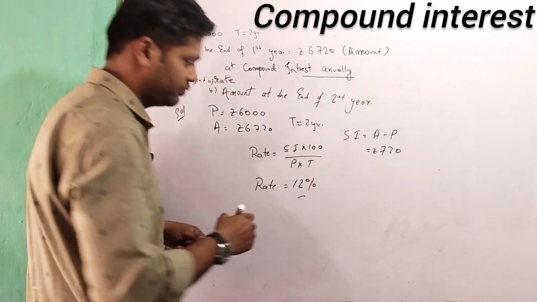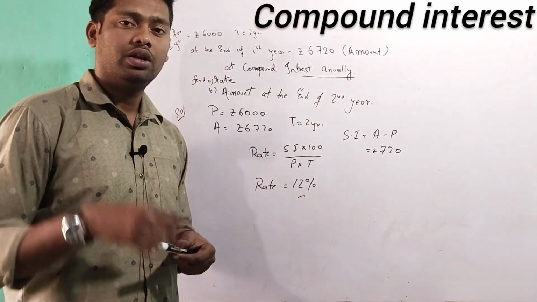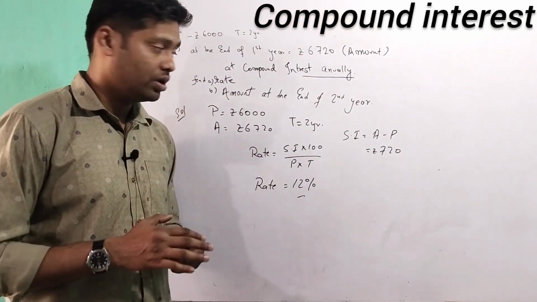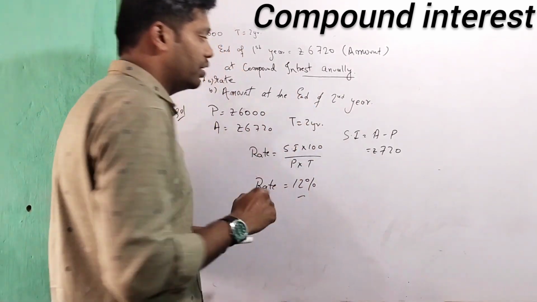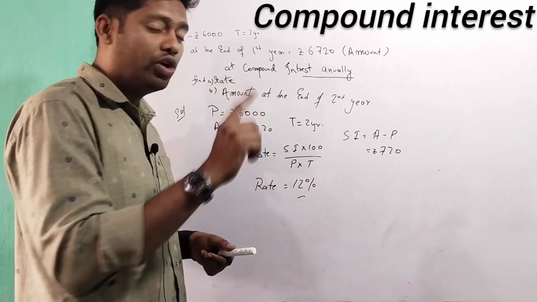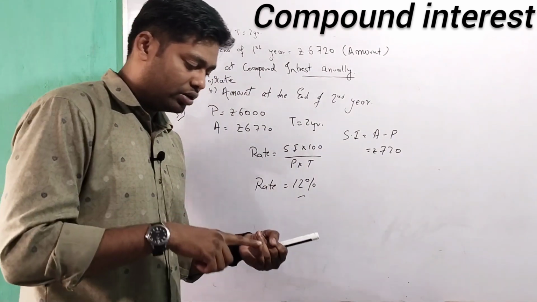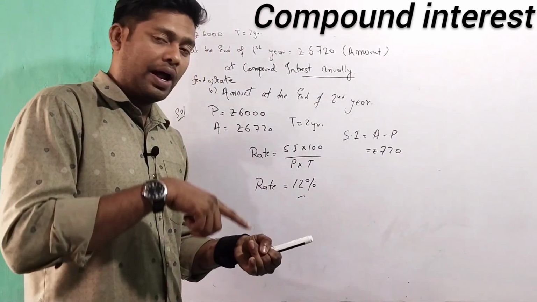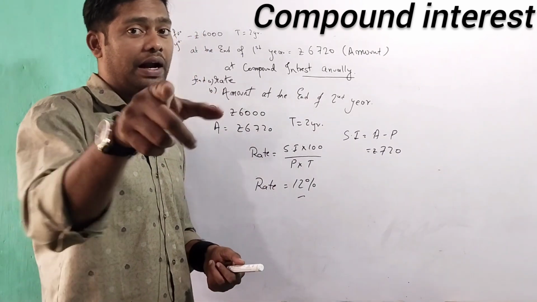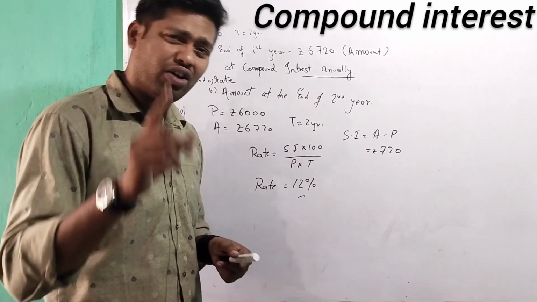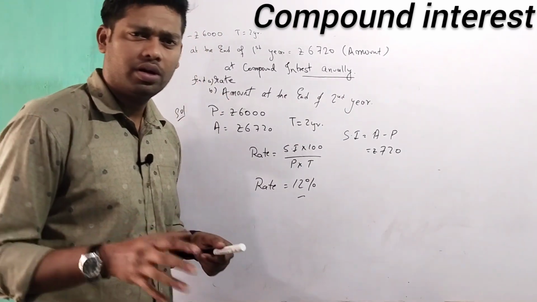I have already calculated it. So rate you are going to get as 12%. So this is the answer. Now after that they are saying that you have to also find out the amount at the end of second year. To find out the amount at the end of second year, you have to add the interest of first year to the principal. Again you have to calculate the interest. Then after adding that, you are going to get the amount at the end of second year. This is the process for compound interest, right?